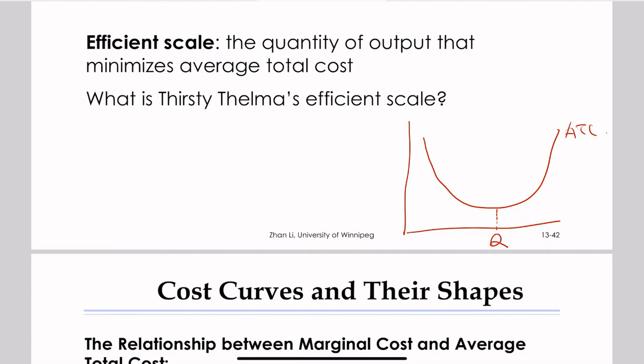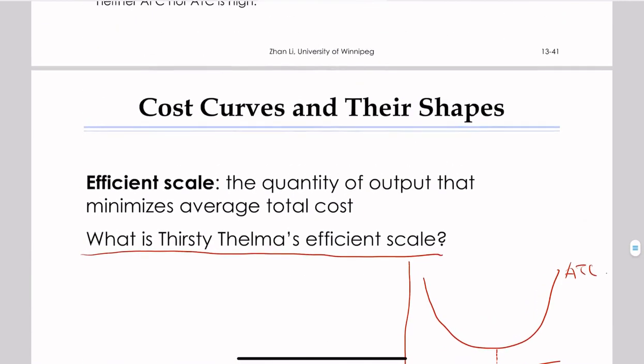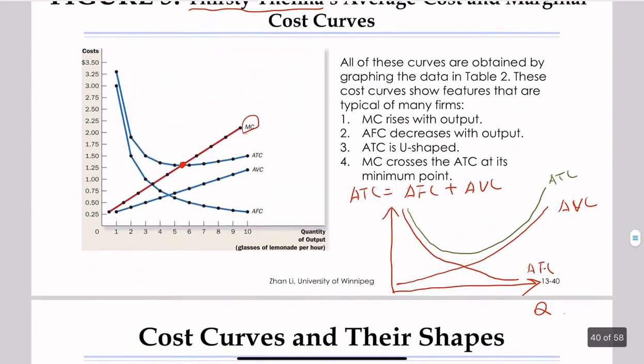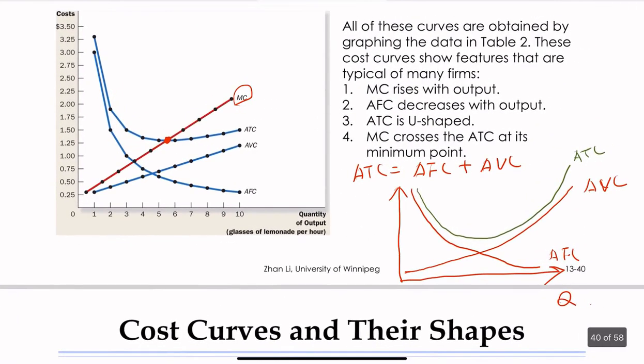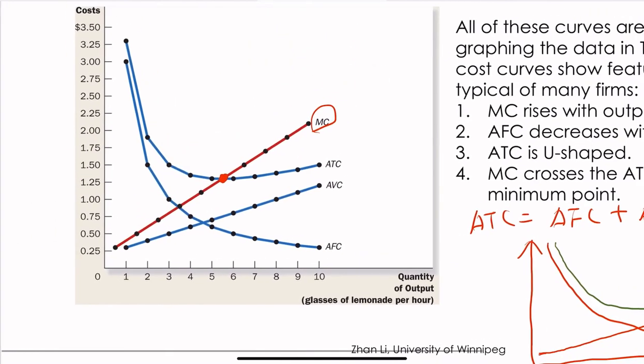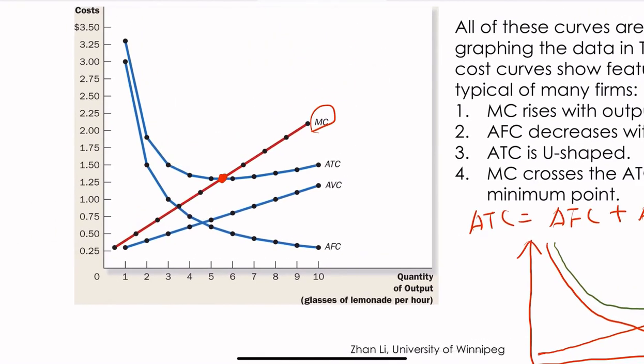And we have a small question here. What is Thirsty Thelma's efficient scale? So let's see what her efficient scale is. Judging from this picture, let's see what the lowest point of this ATC curve is. You can see that it's this quantity. I guess this is a quantity of 5, right? So I guess this picture is not the best picture.